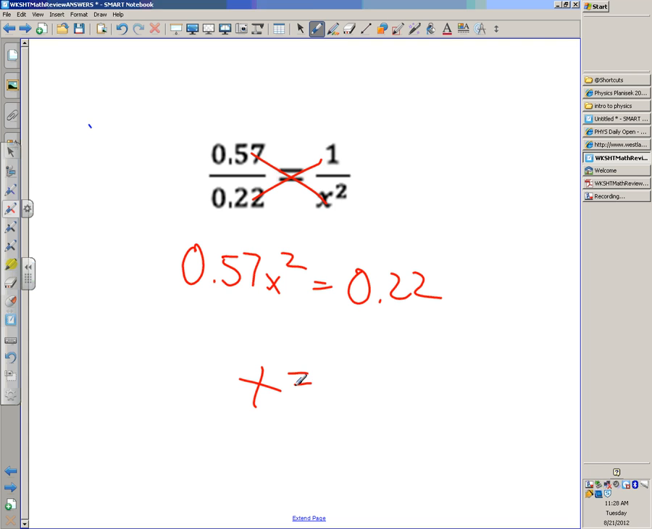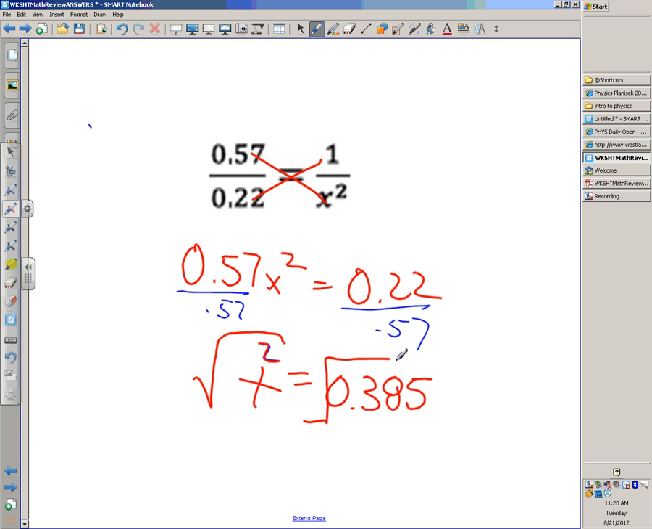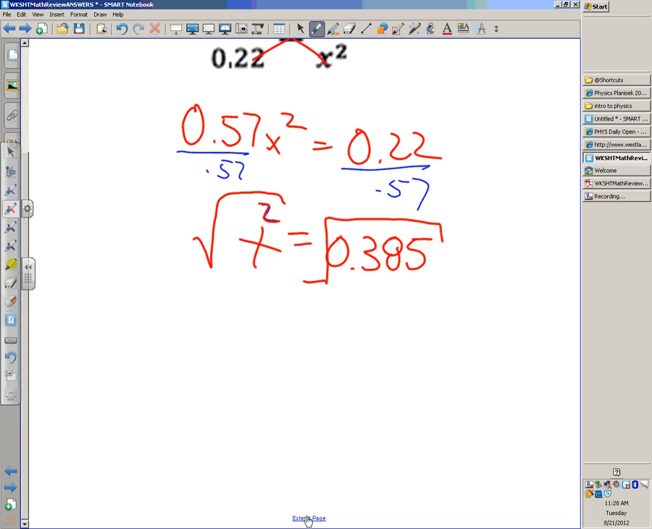Divide by 0.57, right? Divide both sides by 0.57, and you end up with x squared. X squared is equal to around 0.3, a little bit more than 0.3, something like that. Anybody? What is it? 0.385. Okay. And then, to get x by itself, we have to do one more step, right? Take the square root. If I take the square root of one side, I got to take the square root of the other side. One thing to keep in mind, right?